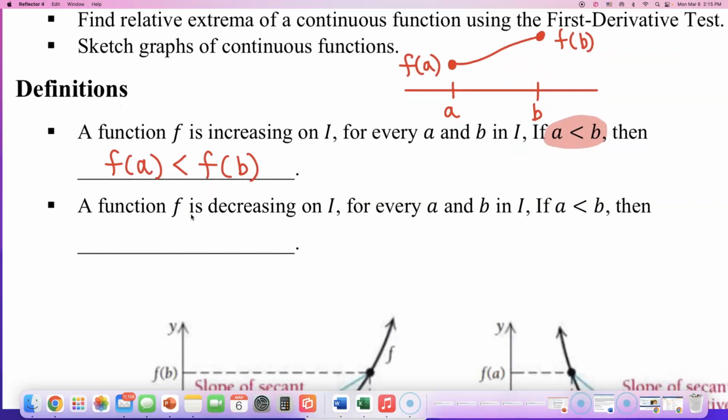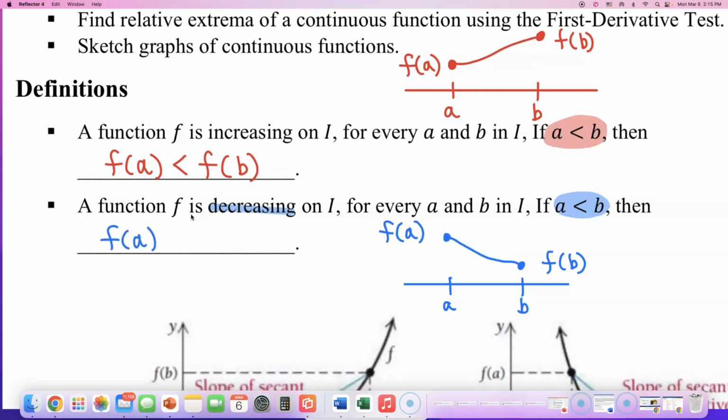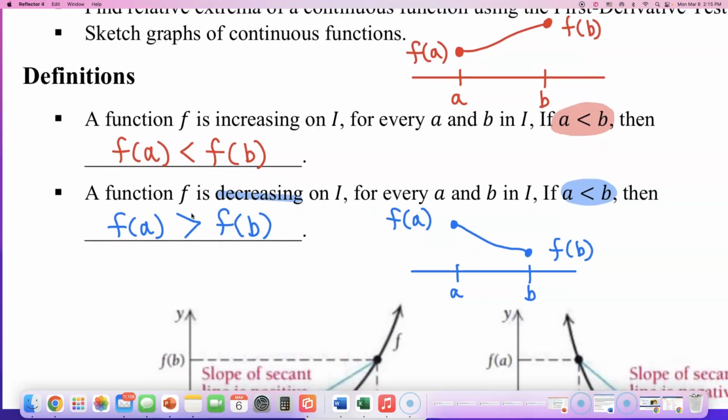So now, the second part, we're just going backward. Let's say that we have a and b. Here's my a, here's my b. Still, a is smaller than b, right? But if we want to make it a decreasing function, we should start from somewhere high and we need to go down. So what will happen is the function value at b will be lower than the function value at a. So f of a, the starting point, is higher than the ending point. So that's the definition of increasing and decreasing.